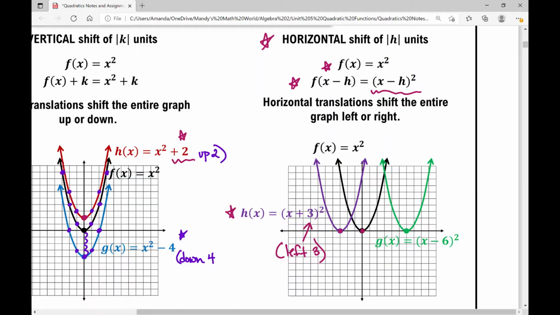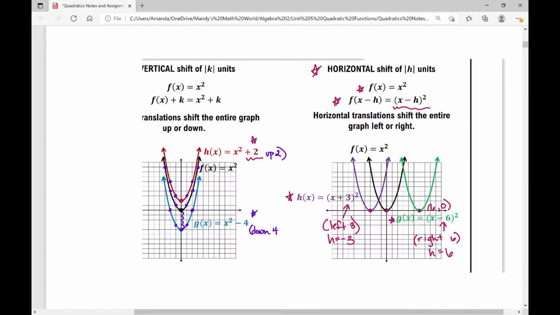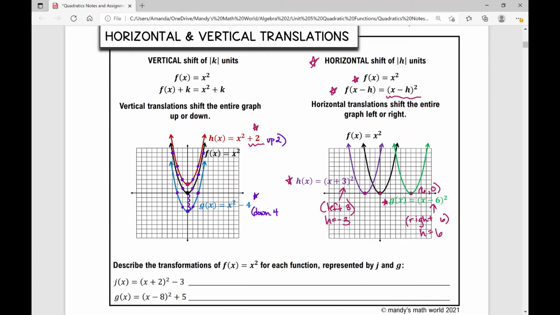So what's the value of h? H is actually negative 3. So let's look at our other function over here, g of x in green. G of x equals (x minus 6) squared. So what happened to my function? My vertex moved right 6 units. It's now at 6, 0 rather than 0, 0. So this function moved right 6 units, right? So what's the value of h? H equals positive 6. So let's move on. It's just kind of opposite world when you're talking about those horizontal translations, okay?